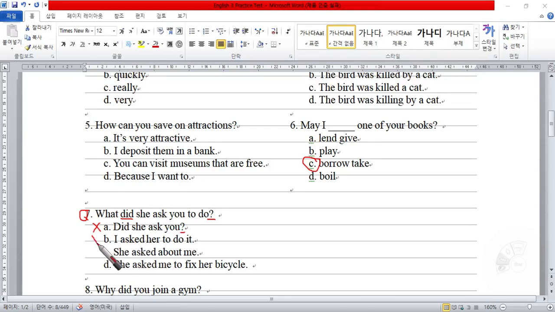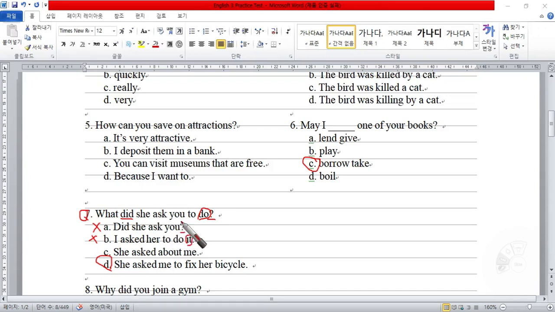B, also trying to confuse you, I asked her to do it. Okay, now this wouldn't be so bad. What did she ask you to do? No, you're wrong. I asked her to do it. Okay, so that would be appropriate. But it, what is it? Okay, we don't know. This pronoun is supposed to refer to an activity or something to be done. Since it's not mentioned, it's very confusing. It's not mentioned in the previous question. Okay? The answer for number 7 is D.